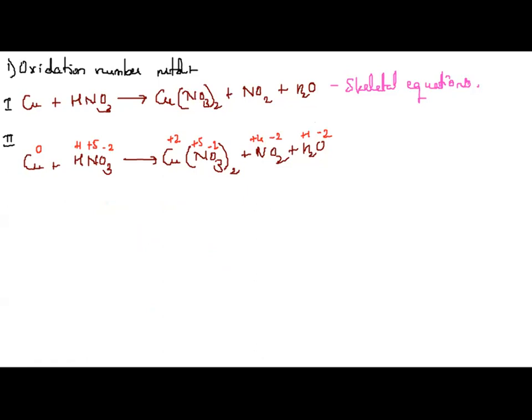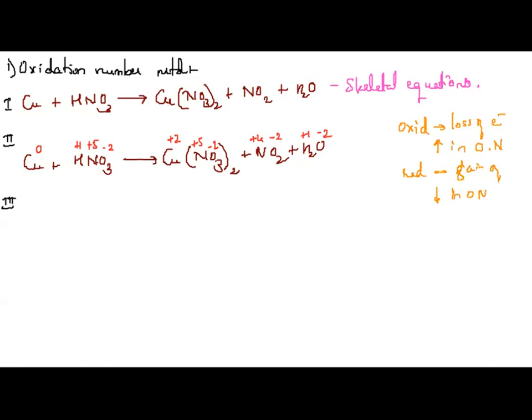Then after assigning, the third step is to identify which is undergoing oxidation and which is undergoing reduction. Now what we know is, oxidation is what? Oxidation is loss of electrons. So when electrons are lost, what will happen? Increase in oxidation number, correct? Reduction is what? It is gain of electrons. When electrons are gained, there will be a decrease in the oxidation number.